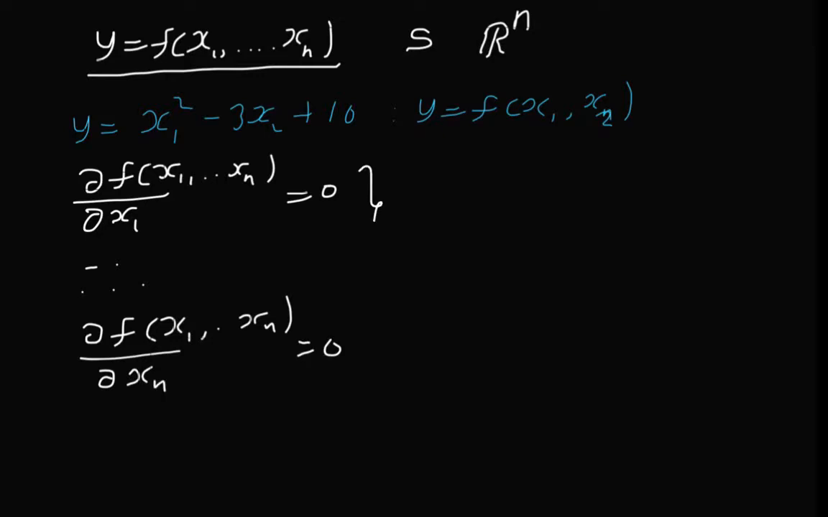Now you see we do have n equations. Then to find the maximum or minimum points, the n equations must be solved simultaneously. Then we must also check any points on the boundary of S, as well as any points where one or more of the partial derivatives is undefined. Okay, I will explain this using an example.